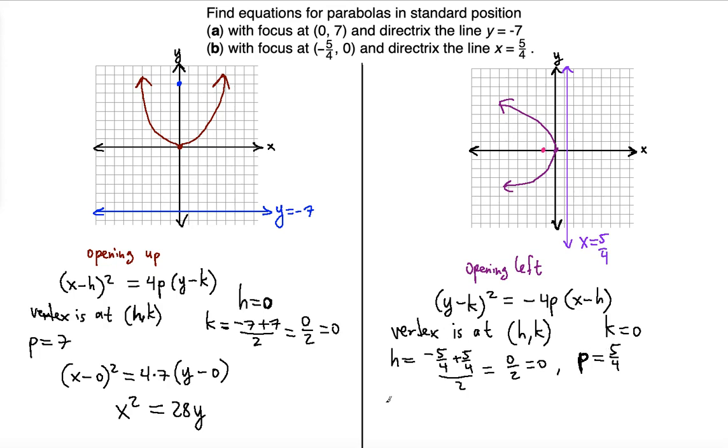So that means the equation that we need is (y - 0)^2 = -4 times 5/4 times (x - 0). So what that gives us is y squared equals -5x, because the fourths cancel out. So that's going to be the equation.